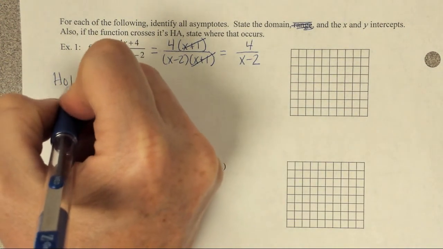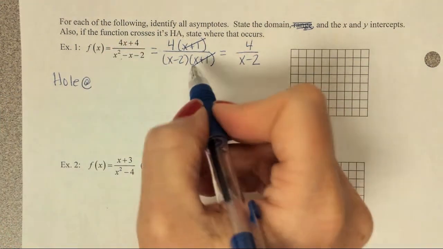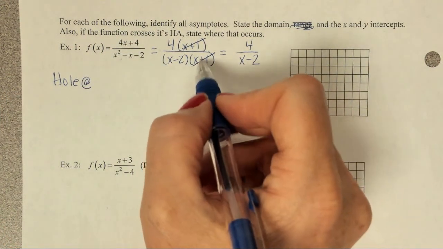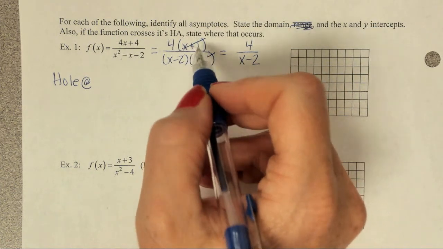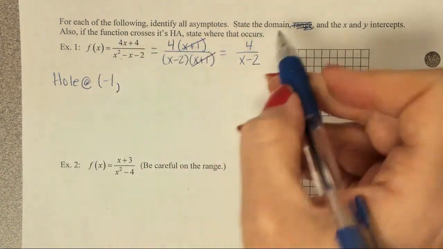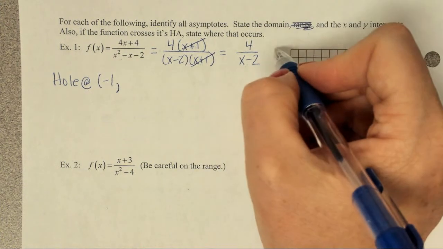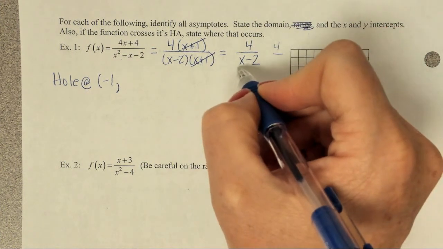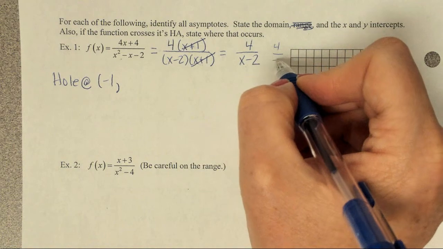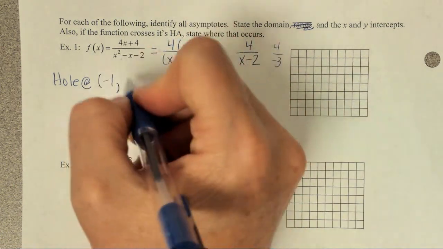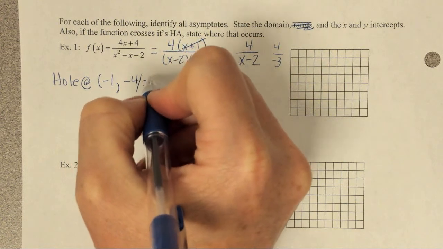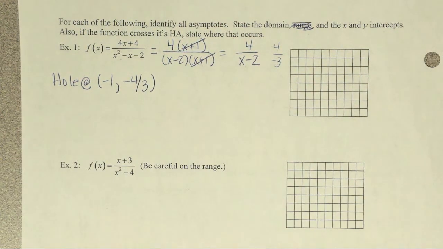I have a hole at, what is it that makes that be 0? No, this one. -1. Plug that back into this. So 4 over -1 minus 2 is -3. See, I'm plugging -1 into my function. So here's where the hole will be. And I'm going to graph that here in just a minute.